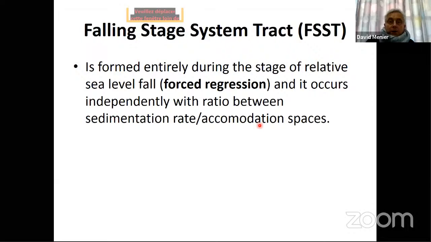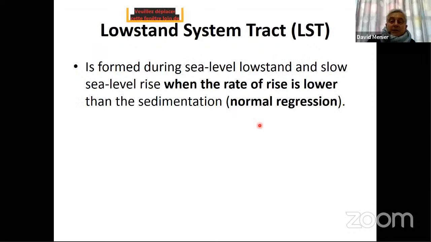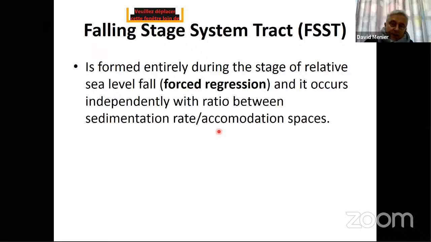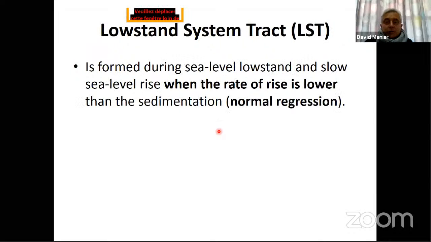Okay, lowstand system tract is formed during the sea level lowstand and slow sea level rise, when the rate of rise is lower than the sedimentation. This is the normal regression. In the previous case here, forced regressions can be sudden, related to tectonism factors or maybe climate factors, like we can observe during the Messinian period around 5 million years ago, and in Southeast Asia it is well observed, specifically in Borneo.